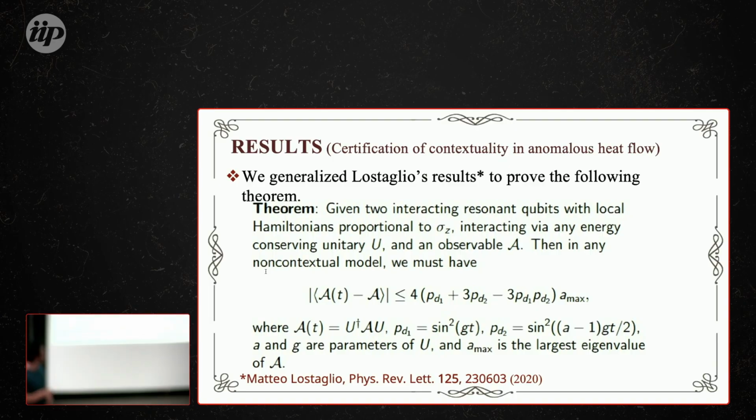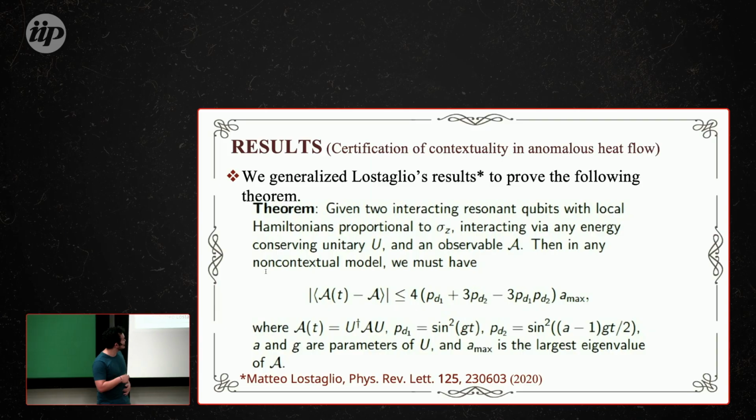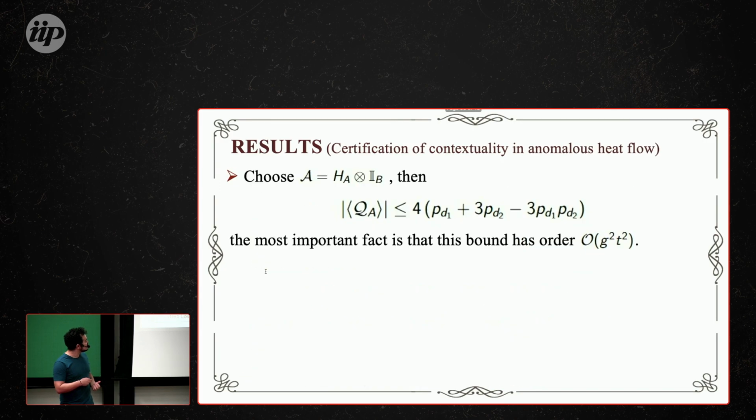What we could show is that between any two qubits with an energy conserving unitary, we can obtain this inequality. So this is our main theorem. We have to generalize the theorem to apply to this specific case. And the utility of this theorem, one of them, is to observe the variation of the heat based on an observable. Here we choose the Hamiltonian of one of the qubits. We can show that the variation of the Hamiltonian, which we call heat in this case, is bounded by this quantity.